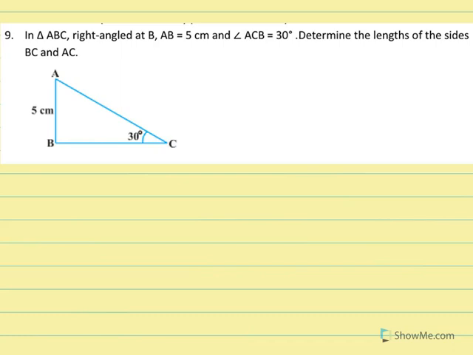In the triangle ABC, right angle at B. So here is a right angle. AB is 5 centimeters, so we have 5 centimeters. Angle ACB is 30, so we have 30 here. Determine the length of the sides BC and AC. So let's first start determining AC. We will say let AC be equal to x. Now when it comes to C, we know the perpendicular. Let's mark the perpendicular, base and hypotenuse of this. Here is the perpendicular, this is the base, and here is the hypotenuse.